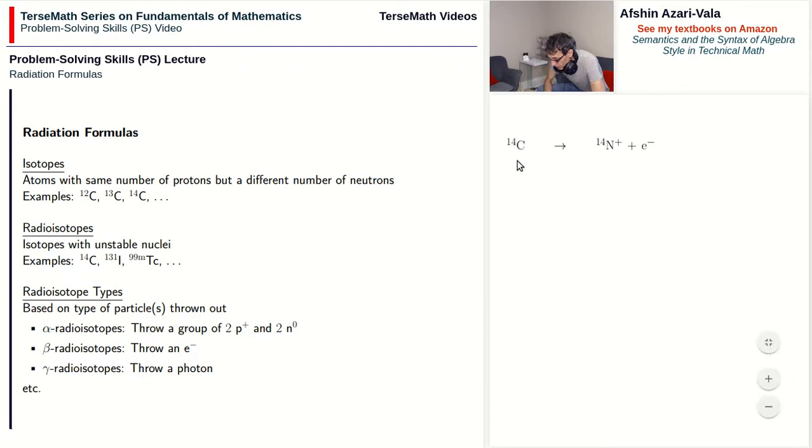As an example of these radioisotopes, we have carbon-14 changing into nitrogen-14 plus an electron. Carbon-14 is a beta radioisotope, and keep in mind, in a beta radioisotope, a neutron in the nucleus splits into a proton, which stays behind, and an electron. That's how carbon becomes nitrogen, because we end up with 1 more proton. From 6 protons, we move to 7 protons, which means that carbon changes into nitrogen. The electron is thrown out at high speed, and the entity that's thrown out at high speed is referred to as radiation.